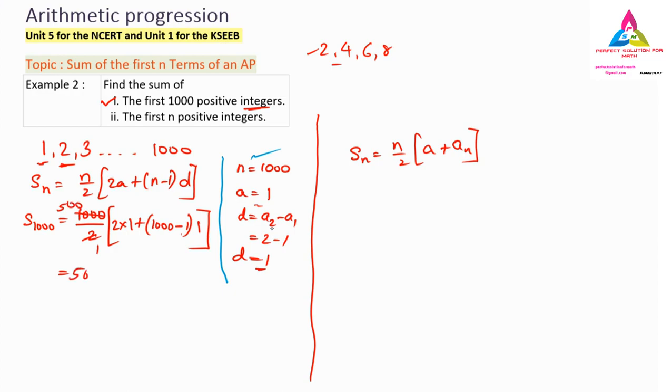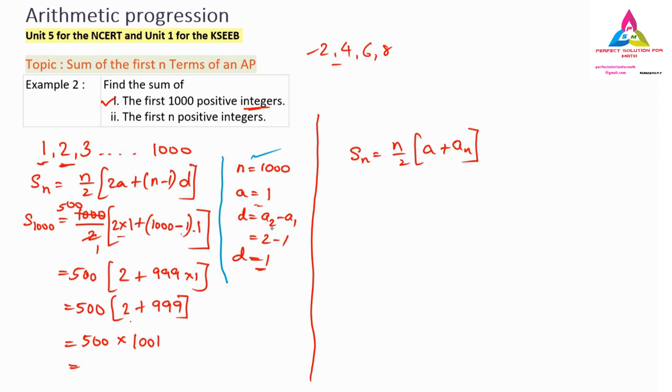So 500 will be, you can write down here, 2 ones are 2 plus 1000 minus 1 is 999 into 1. Bracket means into. Continuation, 500 into 2 plus 999 into 1. So any number if you multiply with 1, the same number it will be. So same thing. So 500 into 2 plus 999. Here we have to solve the bracket first. So we will add 2 plus 999. So it will be 1001.